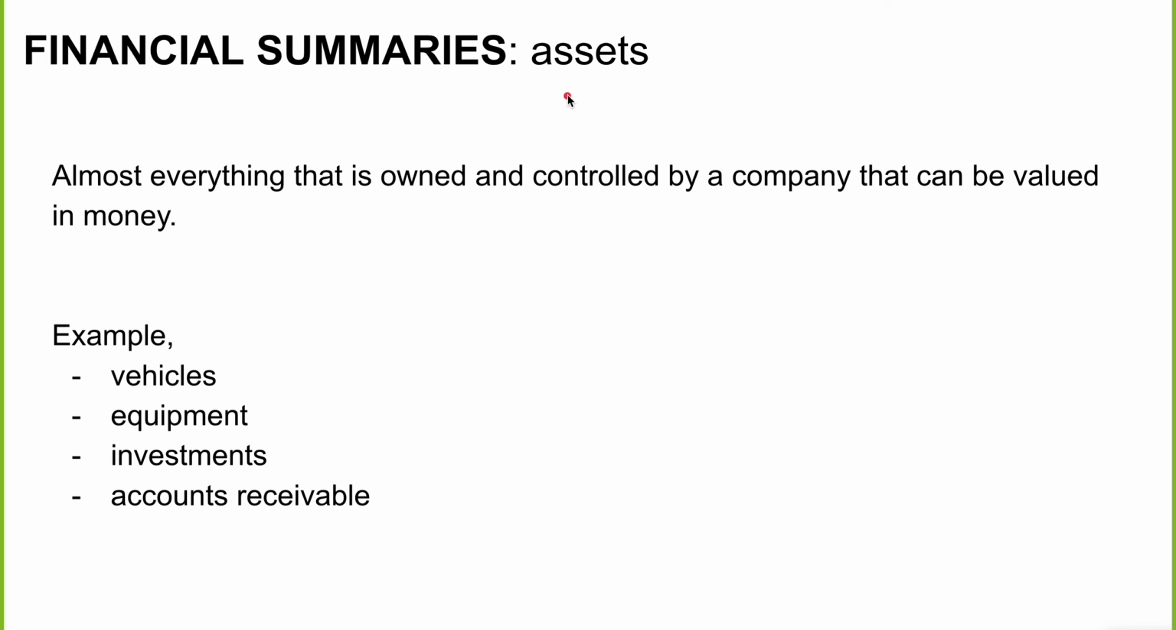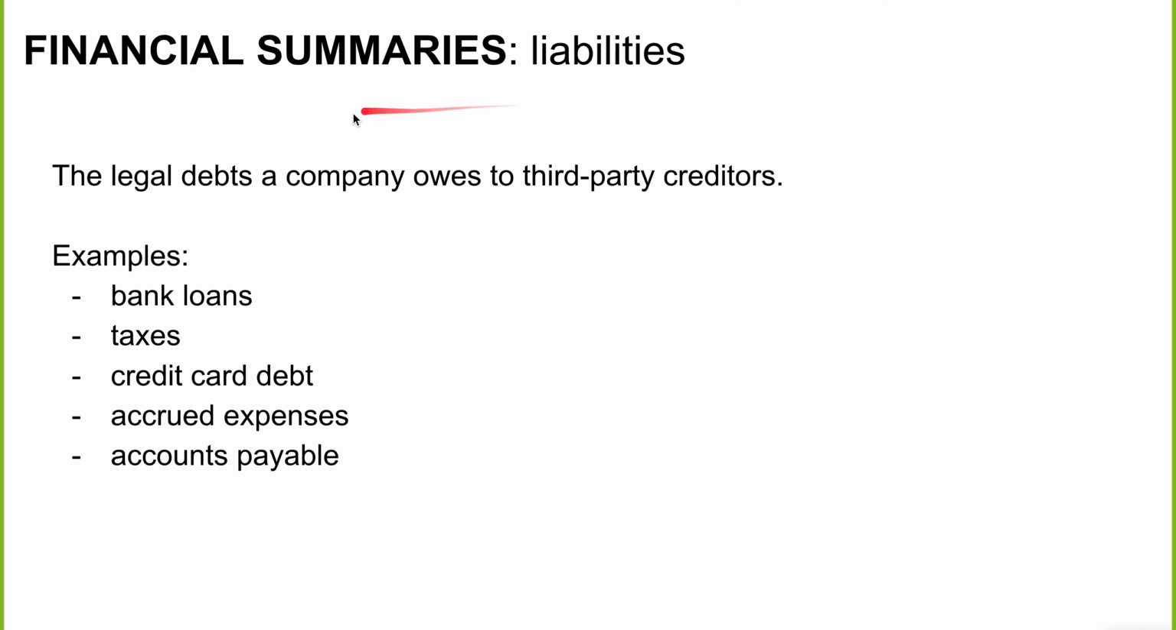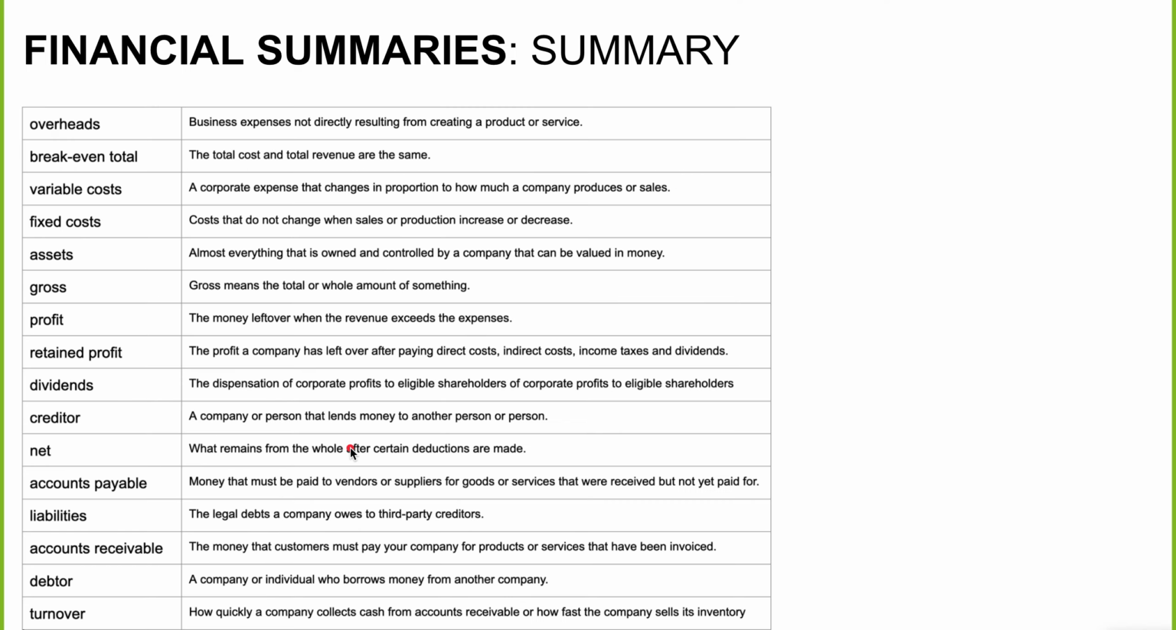Okay, last is assets. Assets are almost everything that is owned and controlled by a company that can be valued in money. Examples of this are vehicles, equipment, investments, and accounts receivable. Those are money that you will get in the future. That is also assets. We have liabilities. Liabilities are legal debts a company owes, must pay to third-party creditors. Examples of this are bank loans, taxes, credit card debt, accrued expenses, and accounts payable.